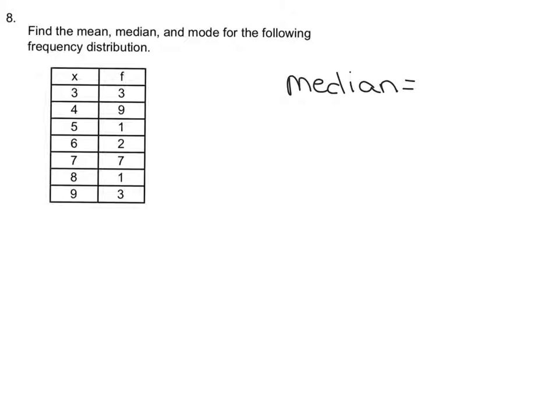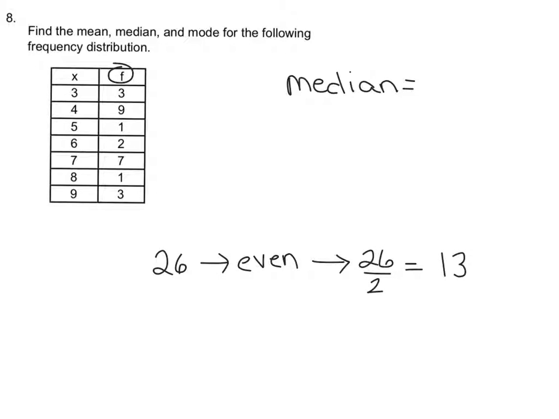Now I'm going to find the median. First, we need to add up all the values in the frequency column. We did that previously, and we got that the sum of all the frequencies is 26. Now 26 is an even number, so I need to divide by 2 and then add 1 to get the positions of my middle numbers. So 26 divided by 2 is 13. So my middle values are in the 13th and 14th position.